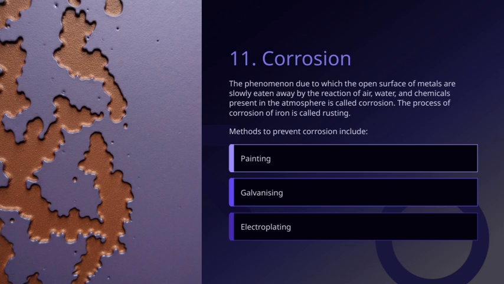Remember, corrosion is a natural process where the metal's surface is slowly eaten away due to reactions with air, water, and chemicals. The specific corrosion of iron, which results in rust, is a common example we see often. By applying these protective techniques, we can significantly reduce the damage caused by corrosion and keep our metals looking and functioning their best for longer.